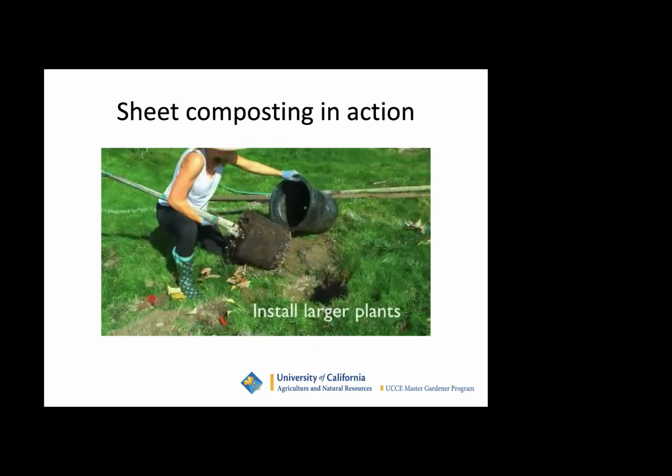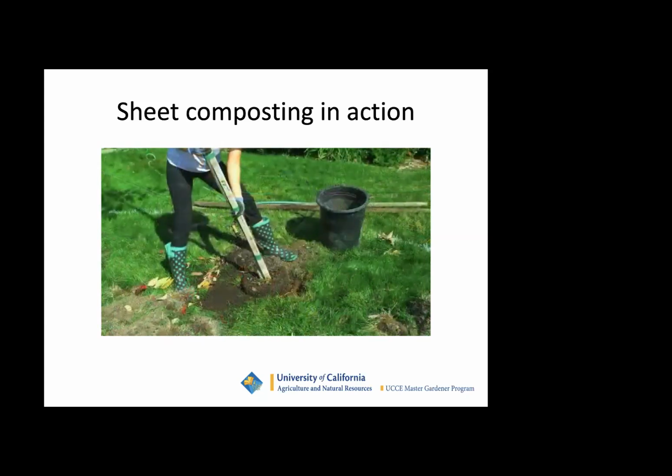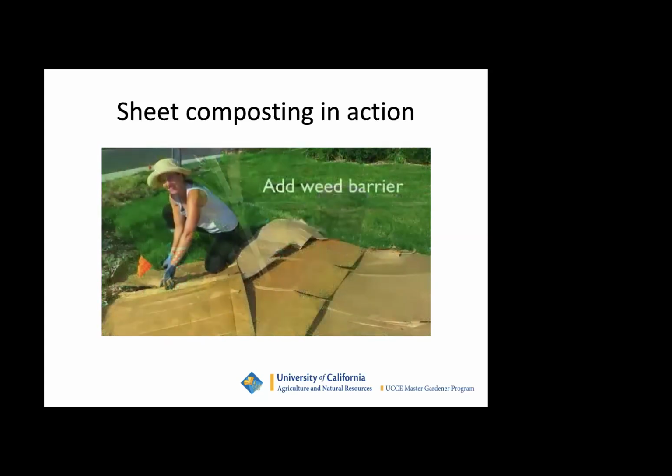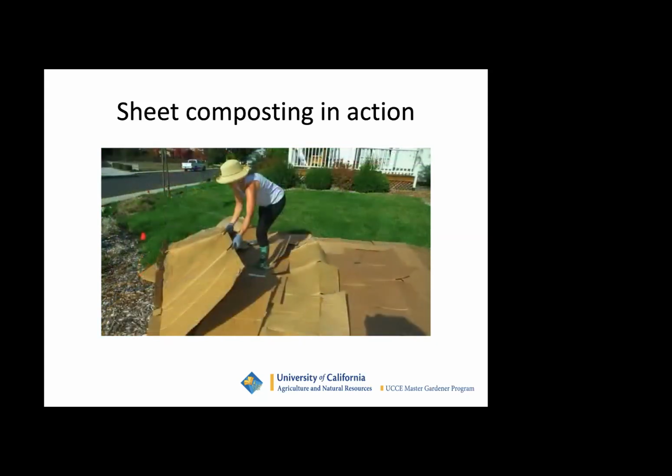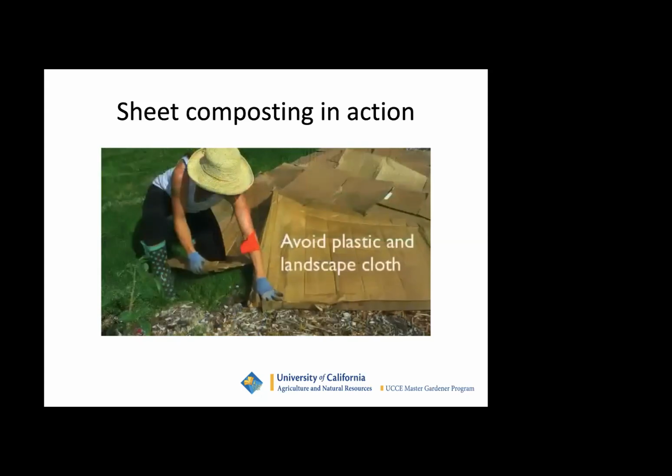All right, once the area is prepped, then you're ready to install 5-gallon or larger plants. Next, you'll add a weed barrier. It is essential that this barrier be permeable to water and air. Recycled cardboard boxes work great. You can get big sheets of cardboard from appliance stores or bike shops. You can also buy recycled cardboard rolls or use multiple layers of newspaper or burlap. Be sure you don't use plastic or weed cloth, which won't biodegrade. Remember, this is all about building your soil naturally.